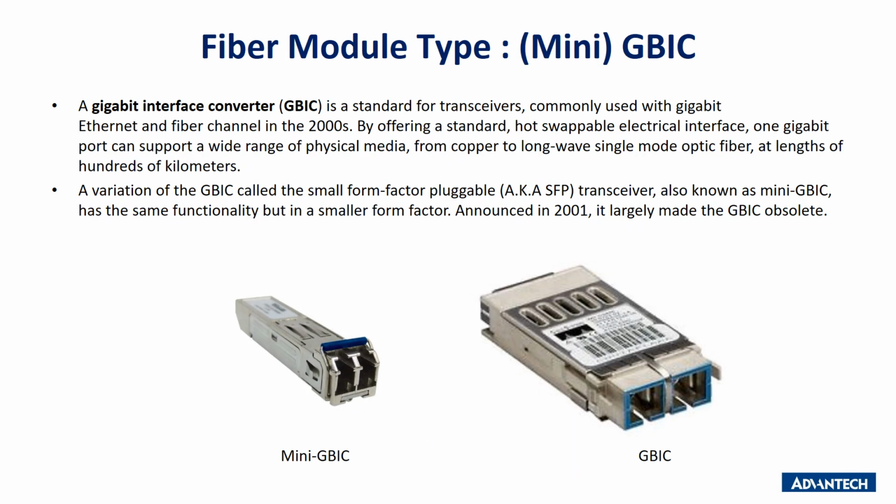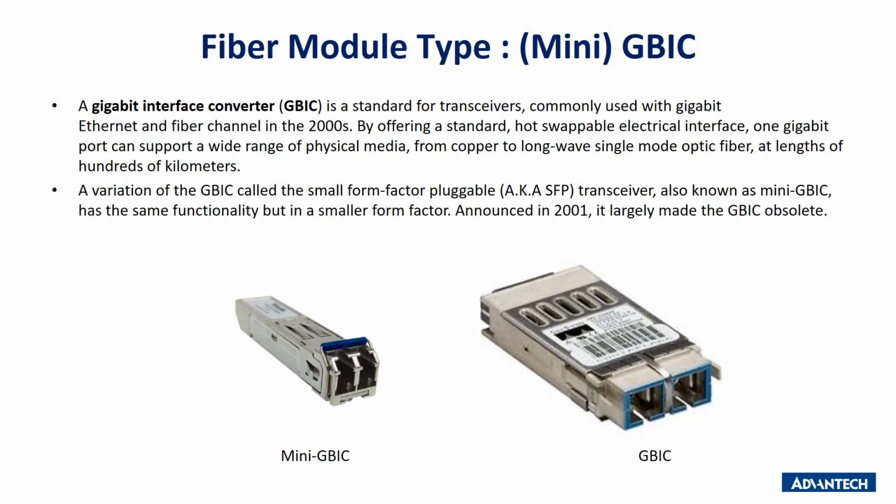A gigabit interface converter, GBIC, is a standard for transceivers, commonly used with gigabit Ethernet and fiber channels in the 2000s. By offering a standard, hot-swappable electrical interface, one gigabit port can support a wide range of physical media, from copper to long-wave single-mode optic fiber, at lengths of hundreds of kilometers.